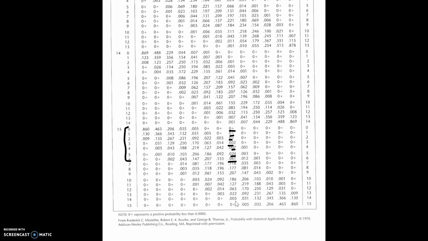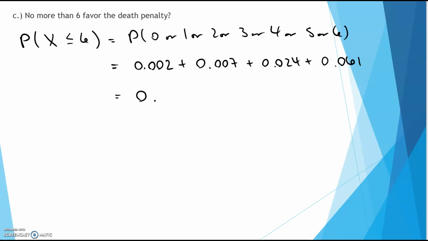Notice this 0 and a plus mark. Notice this little note down here. It represents a positive probability less than 0.0005. Since it's so small, we're going to treat it as though it's 0. So I'm only going to take the 0.002, 0.007, 0.024, and 0.061 and add all those up, and that will give me my final answer. Okay, now I'm going to add all this up, and this will give me 0.094, and that will be my final answer. See, somebody has already created that table, so we didn't have to use that formula 1, 2, 3, 4, 5, 6, 7 times.